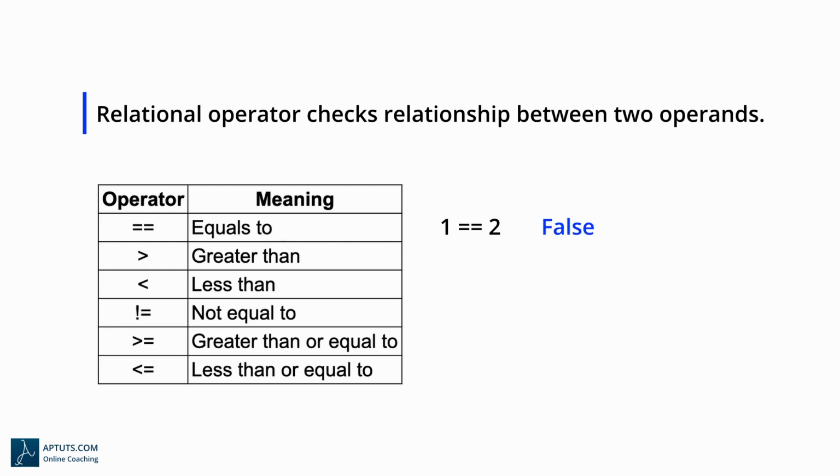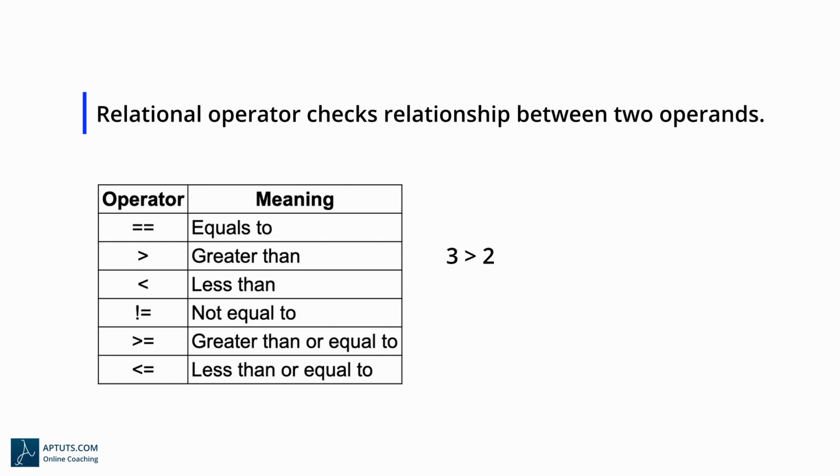Please note that the double equal to operator is different from the single equal to operator. The double equal to operator is called a relational operator, which is used to check relationship between two operands, whereas the single equal to operator is called an assignment operator, which is used to assign a value.